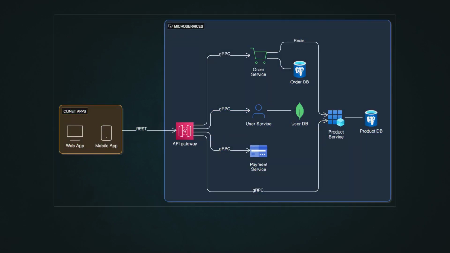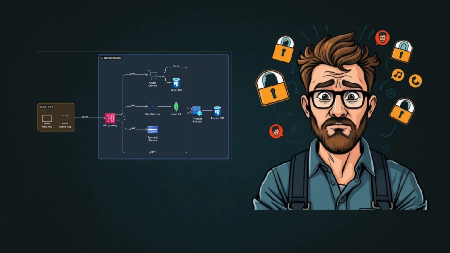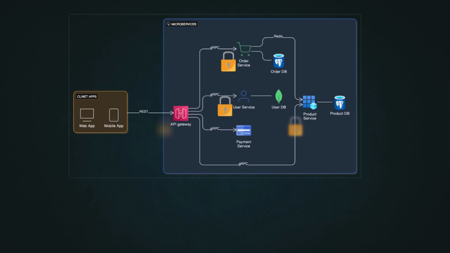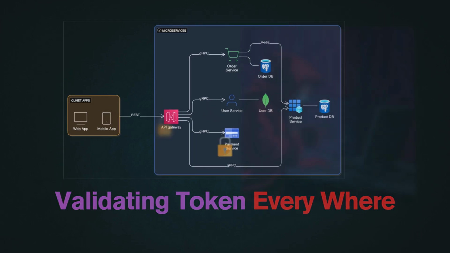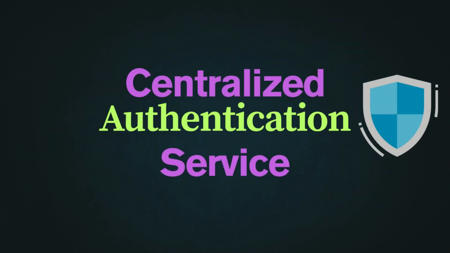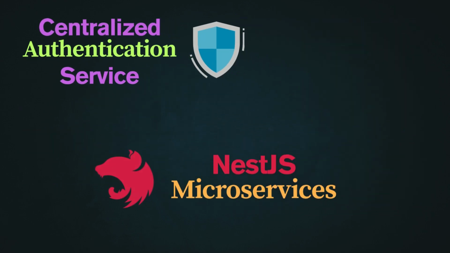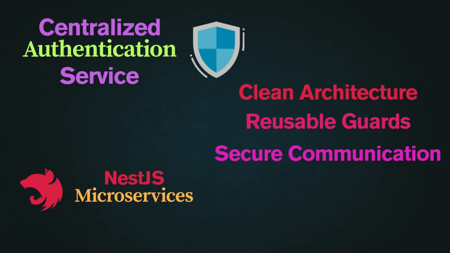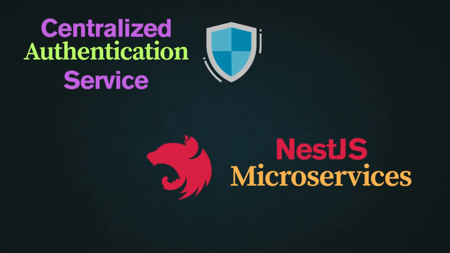You've split your application into microservices. Everything's modular and scalable until it comes to authentication. And suddenly, you see yourself duplicating logic, validating tokens everywhere, and nothing feels secure. So in this video, I'm going to show you how to fix that by building a centralized authentication service in NestJS Microservices with a clean architecture, reusable guards, and secure communication. So let's build it in the right way together.